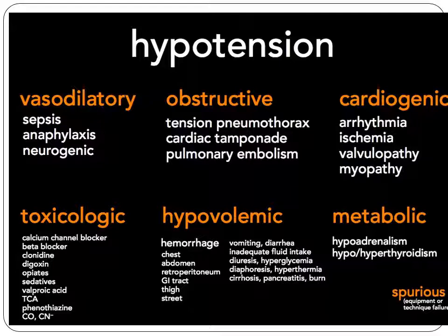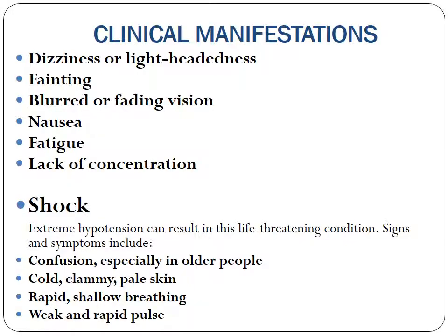Hypovolemic is when you lose your volume of blood. It could be some sort of hemorrhage, injury or trauma that has caused a lot of fluid or volume loss, which can lead to low blood pressure. And it could be metabolic, associated with hypothyroidism or hypoadrenalism. What are the clinical manifestations for this condition?